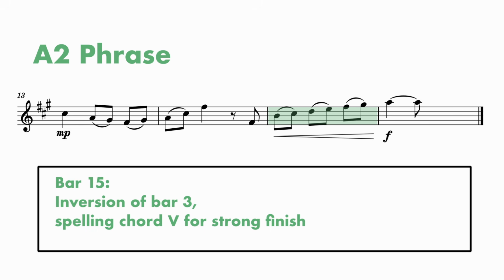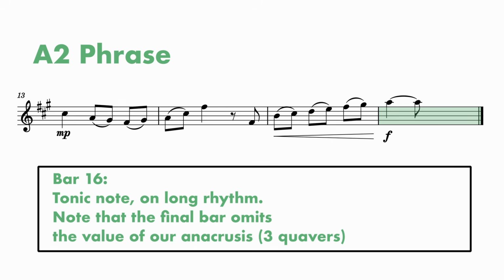Bar 3, if you can recall, descended from the F sharp note by step. What I've done here is mapped out where I would need to begin in order to end on my tonic note in bar 16, using all quaver movement and stepwise movement in bar 15. In bar 16, we end on the tonic note on a long rhythm. Ending on the high tonic tends to give a piece more finality. And the last thing to note is that we must omit the value of our anacrusis, which was 3 quavers, from the last bar in bar 16.